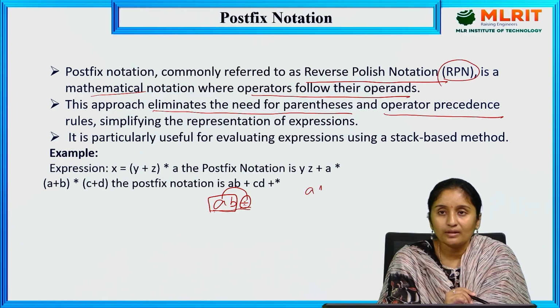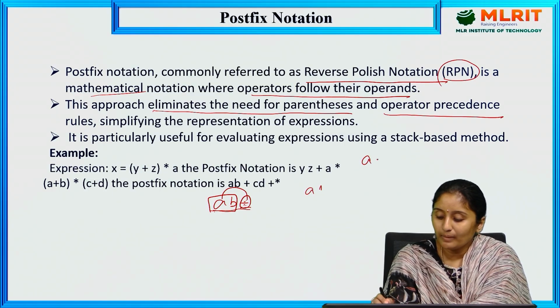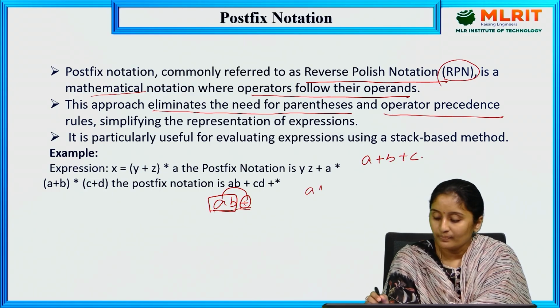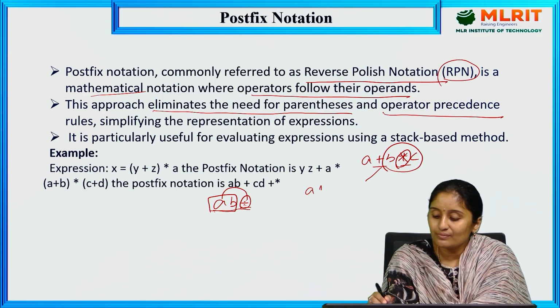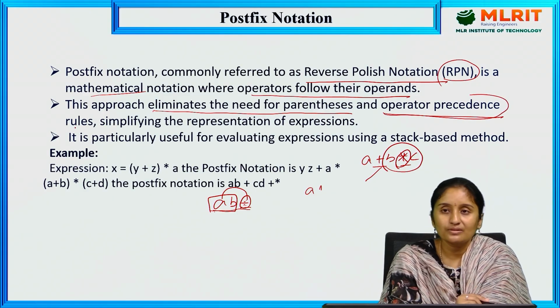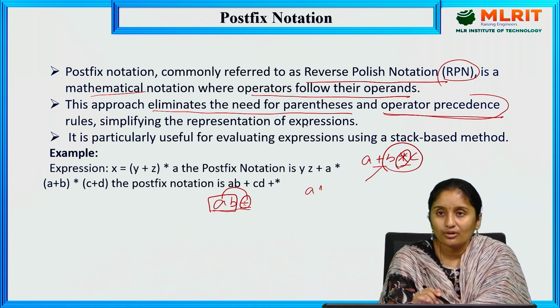For example, in my expression, I have A plus B plus C. Here both plus operators have the same priority. So which one do I need to evaluate? When I have the same priority, I need to go for left associativity. Suppose here I have multiplication, A plus B into C. Now which calculation do I need to do? Multiplication has the highest priority when compared to addition. So these things are learned from the operator precedence rules, by simplifying the representation of the expression.